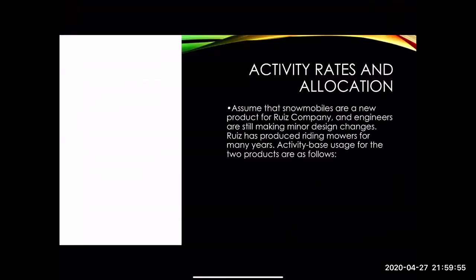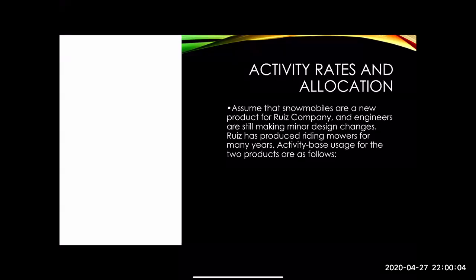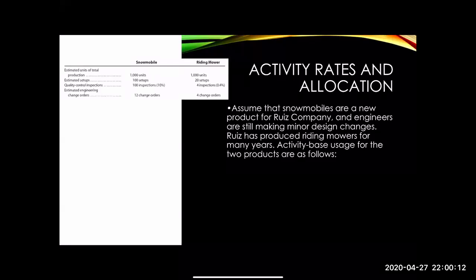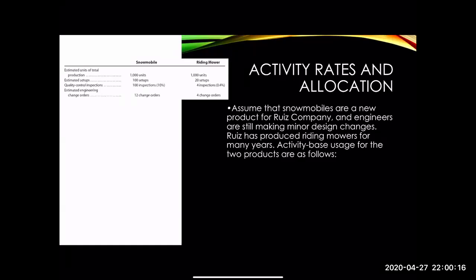Now let's talk about how we allocate rates using the ABC method. Let's assume that the snowmobile is Ruiz's newest product, and engineers are still making minor changes. So Ruiz has the following information. What I would say about the ABC method is that it is the most elaborate and time consuming one, but again, it is the most accurate one.